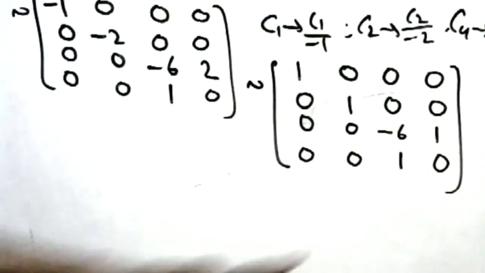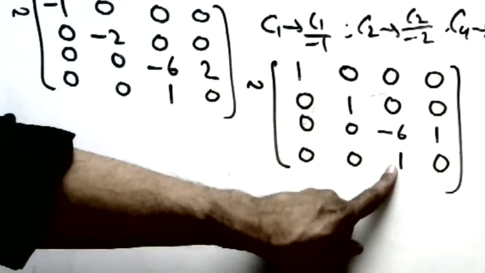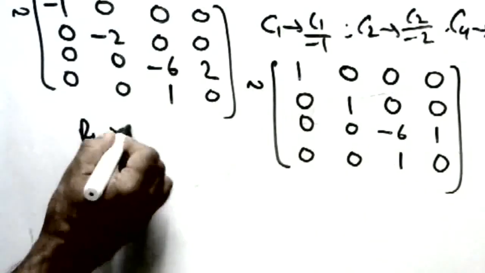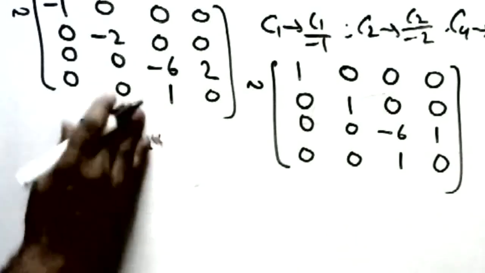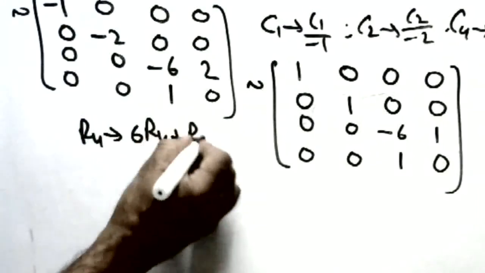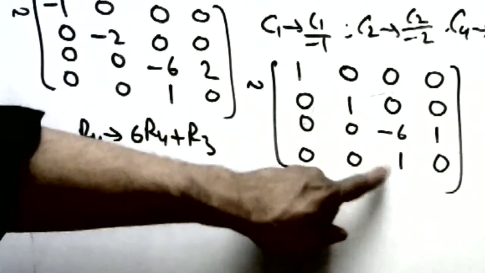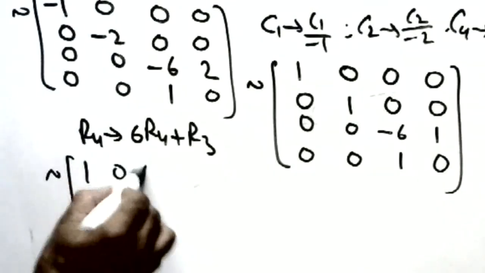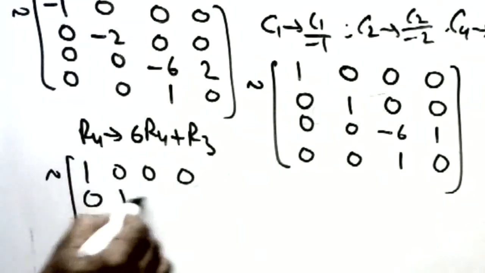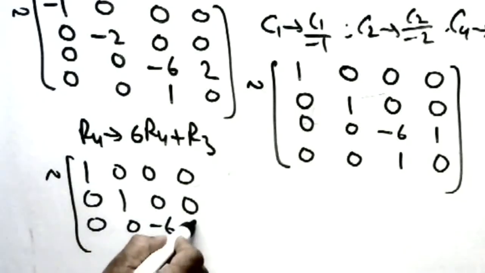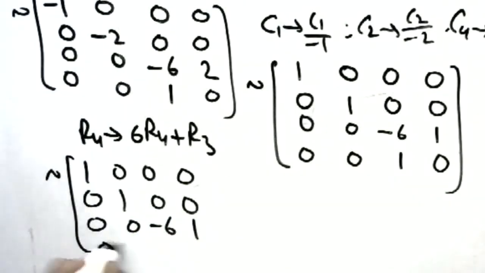Now the next step is, we are left with two steps here. Let me make this 0. Multiply with 6. 6 minus 6 will become 0. So R4 implies 6R4 plus R3. 6 ones are 6, so this will become 0. Okay, write all the rows as it is. 1 0 0 0, 0 1 0 0, 0 0 minus 6 is 1. So this will be 0 0.